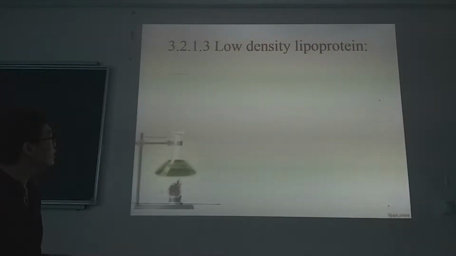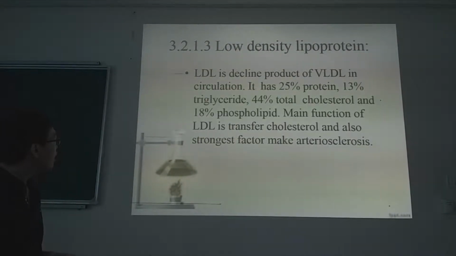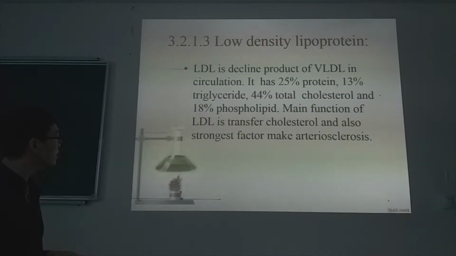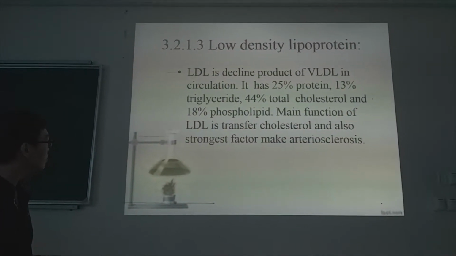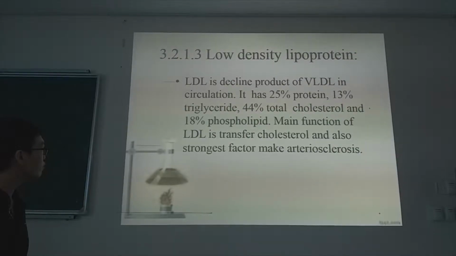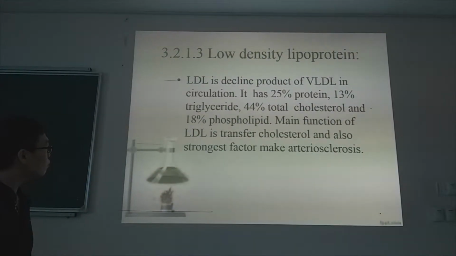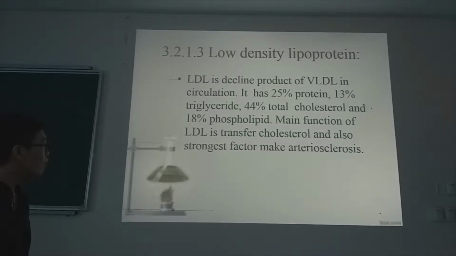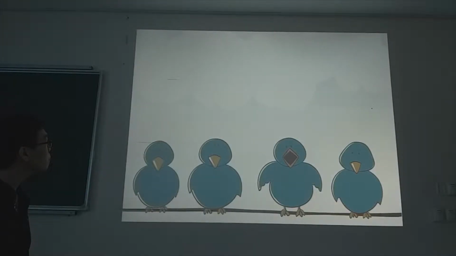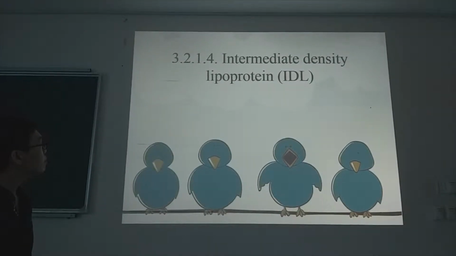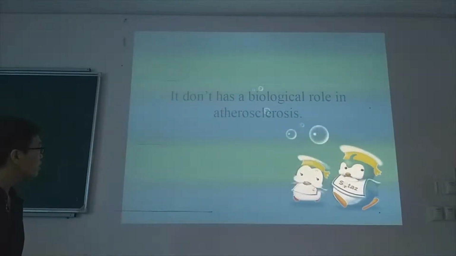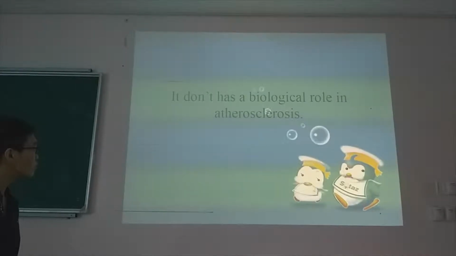Now, next, low density lipoprotein. LDL is a degradation product of VLDL in circulation. It has 25% protein, 13% triglyceride, 44% total cholesterol, and 18% phospholipids. The main function of LDL is to transfer cholesterol, and it is also the strongest factor causing atherosclerosis. Intermediate density lipoprotein, IDL. It has a biological role in atherosclerosis.